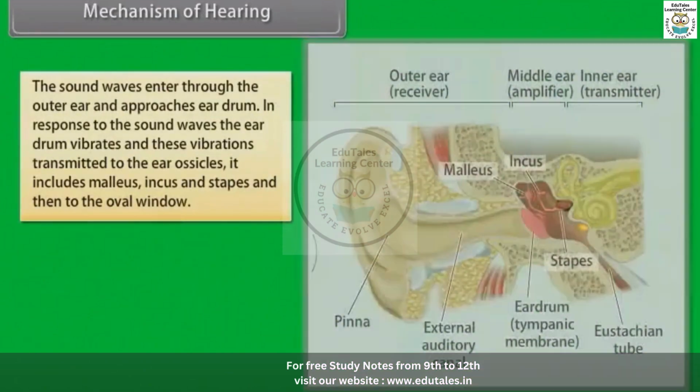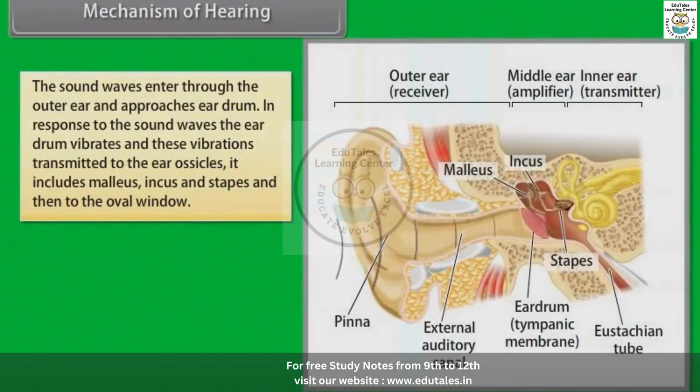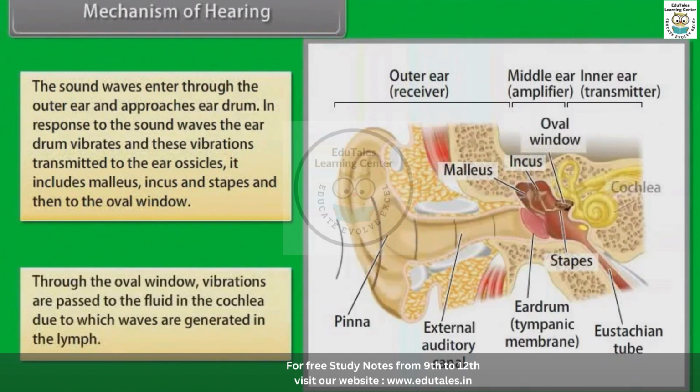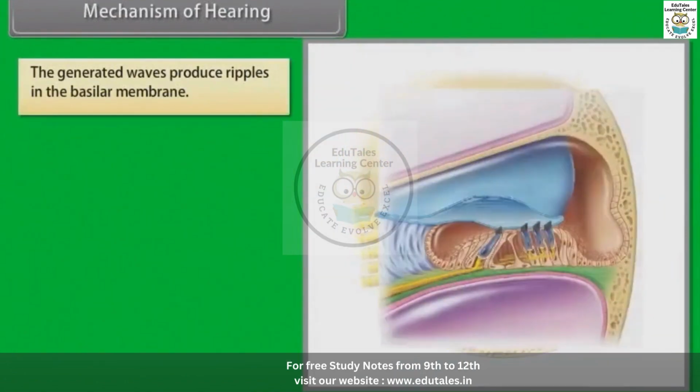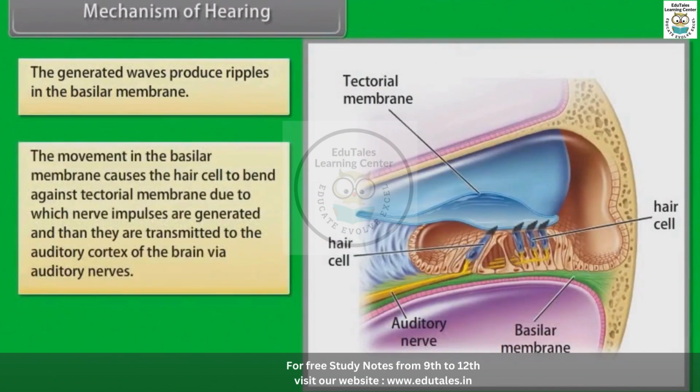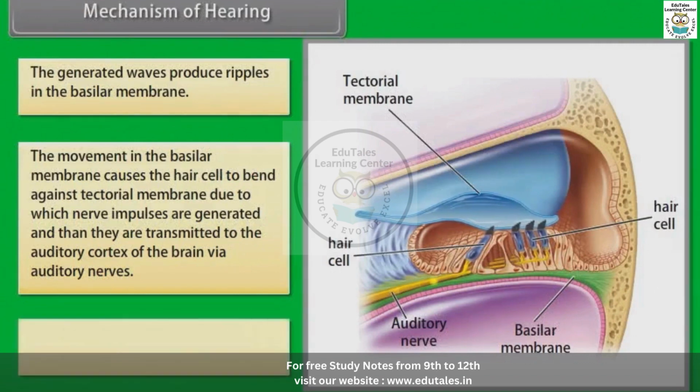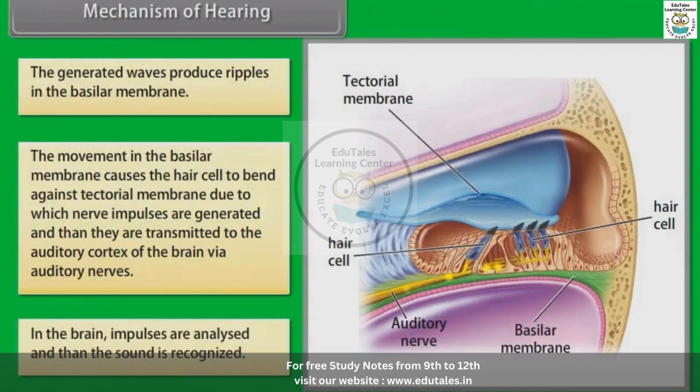Mechanism of hearing. The sound waves enter through the outer ear and approach the eardrum. In response to the sound waves, the eardrum vibrates, and these vibrations are transmitted to the ear ossicles, which include the malleus, incus, and stapes, and then to the oval window. Through the oval window, vibrations are passed to the fluid in the cochlea, due to which waves are generated in the lymph. The generated waves produce ripples in the basilar membrane. The movement of the basilar membrane causes the hair cells to bend against the tectorial membrane, due to which nerve impulses are generated and transmitted to the auditory cortex of the brain via the auditory nerves. In the brain, impulses are analyzed and then the sound is recognized.